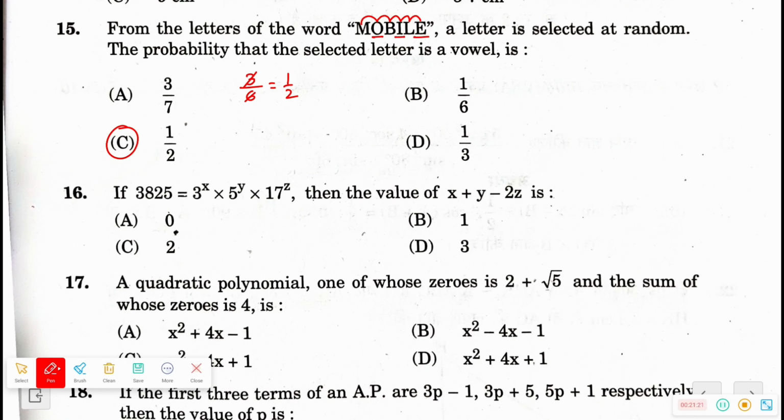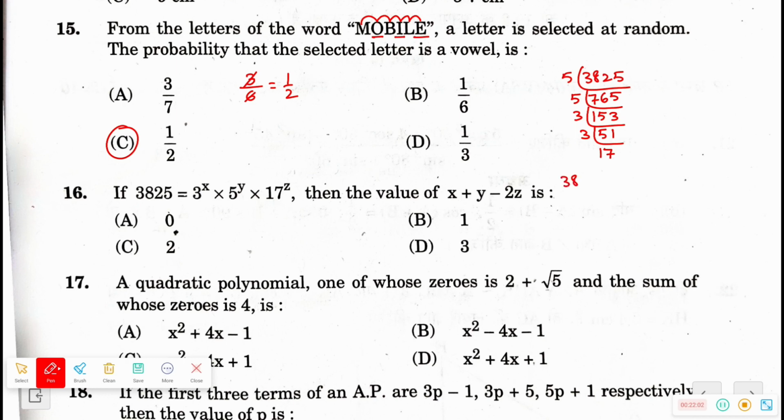Prime factorization we have to do. 3825, factorization of 3825 we have to see. By 5 table, 5 sevens are 35, 5 sixes are 30, 5 fives are 25. Again 5 table, 5 fives are 25, 5 threes are 15. Now again by using 3 table, 3 fives are 15. Again 3 table, 3 seventeens are 51.